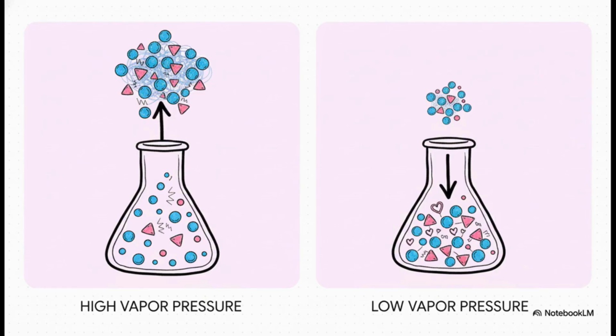If the different molecules in the mix aren't that attracted to each other, they can escape easily, which creates a higher vapor pressure than predicted. We call that a positive deviation. But on the flip side, if they're really attracted to each other, they cling together tightly in the solution, making it harder for them to escape. That creates a lower vapor pressure, and we call that a negative deviation.